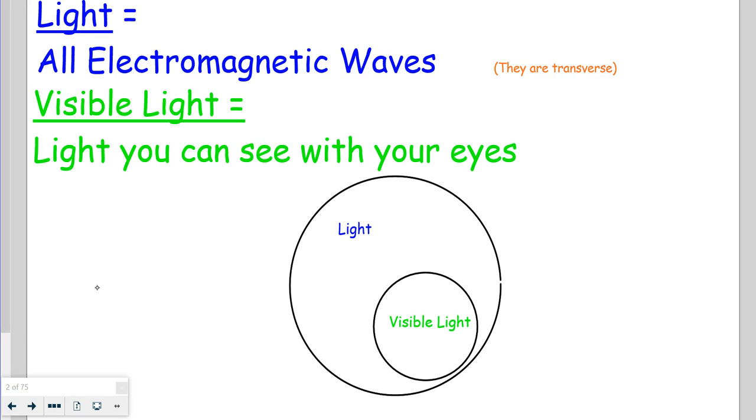Okay, first off, another thing you want to know is light is a transverse wave. It's not longitudinal like sound. It is a transverse wave.